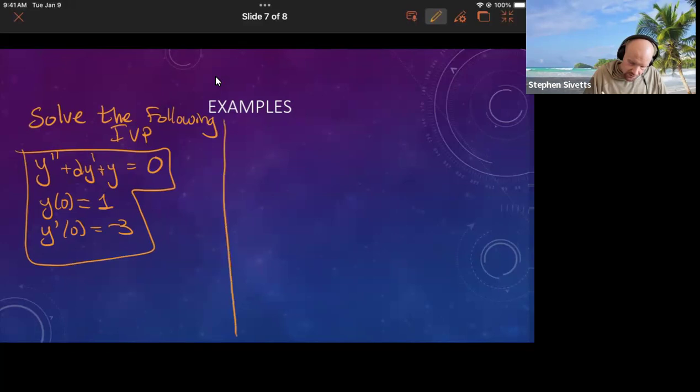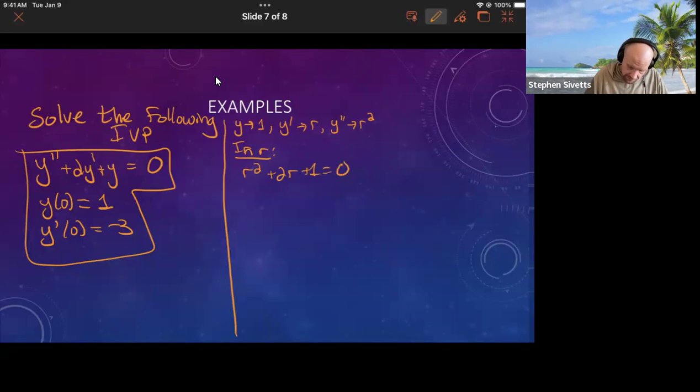So, really translate the differential equation into r's, right? So y corresponds to 1, y prime corresponds to r, and y double prime corresponds to r squared, right? So in r, this differential equation would be r squared plus 2r plus 1 equals 0, right? This is factored as (r plus 1) squared. So we're going to have a repeated root here of minus 1. Okay.